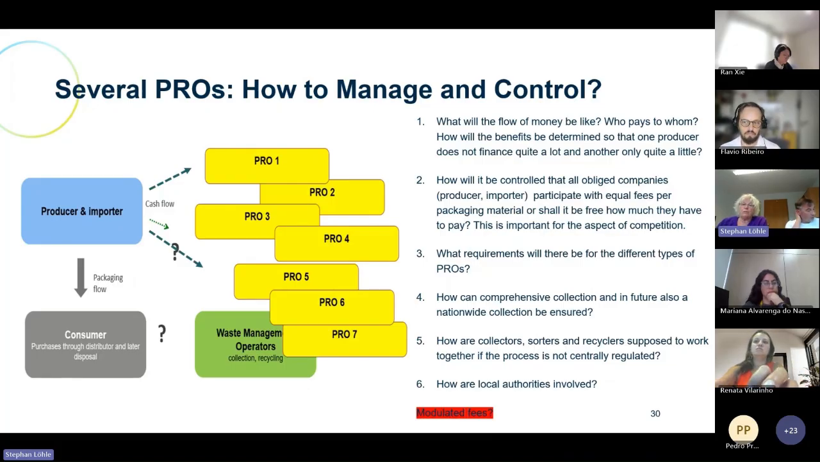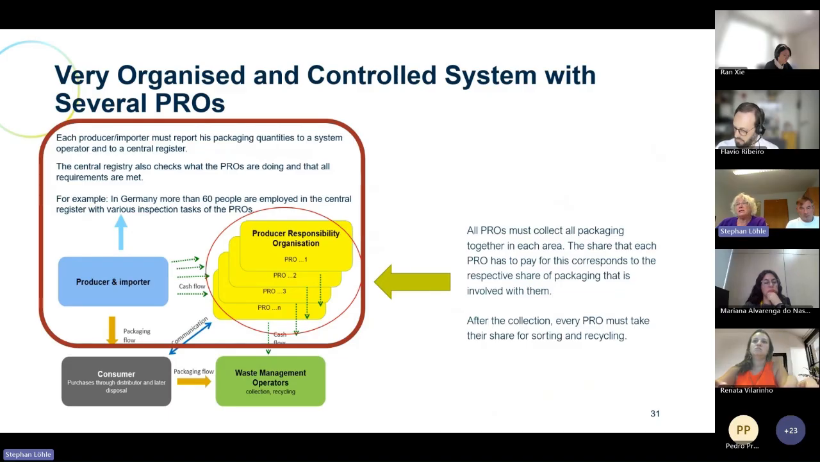This is a lot of problems, and here I read about modulated fees. It is impossible to modulate the fees if there are a lot of PROs in competition. But you can say, but in Germany they are. Yes, they are. But last time I told you that there were a lot of problems with free riders, and this is a little bit solved now. We have a central agency here, which is only controlling the register, and more than 60 people are working there as employees in the central register for inspection of the system.